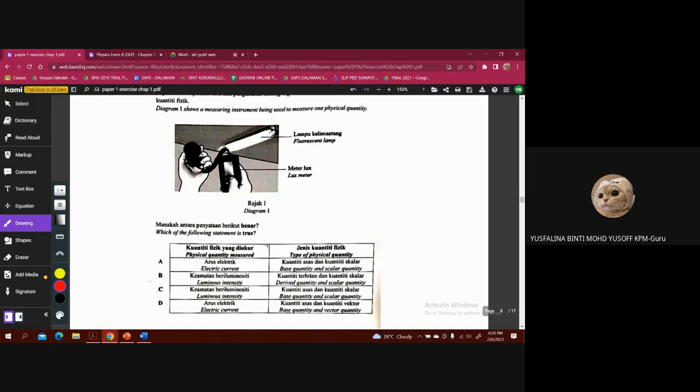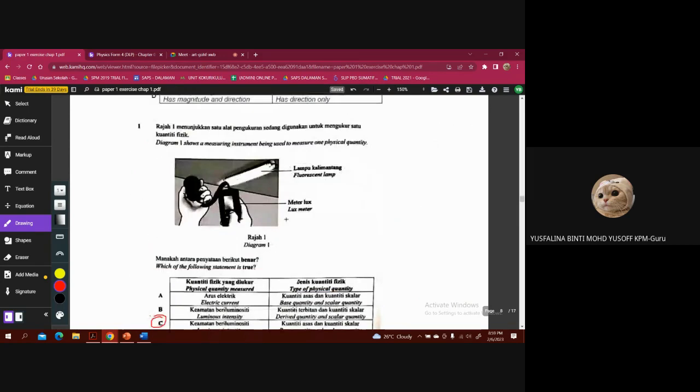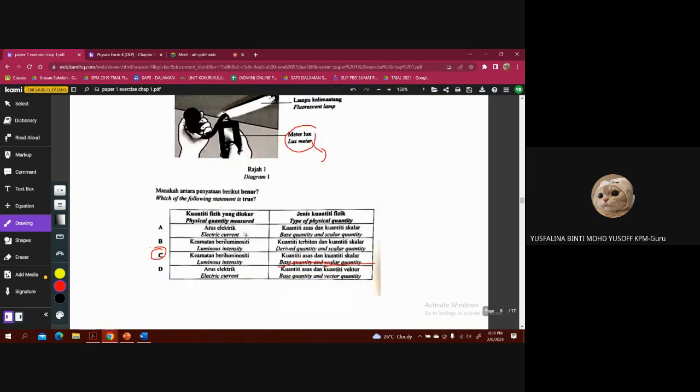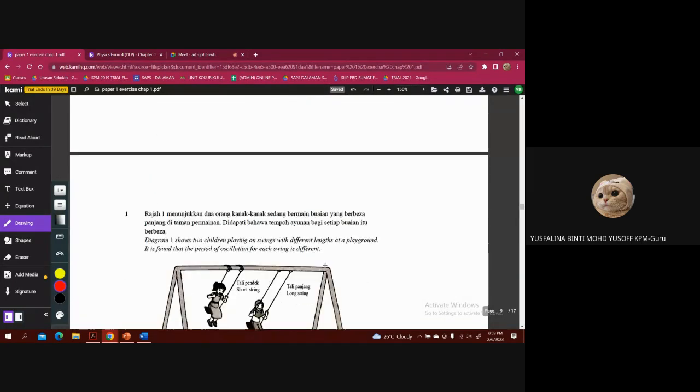Okay, so this is actually, if light is a candela, there is a luminous intensity. So luminous intensity is the base quantity and also scalar. Of course, there is no direction, right? So C, for the light. Because they use a meter lux. If they use an ammeter, then it's a current. Meter lux is actually to measure the luminous intensity.